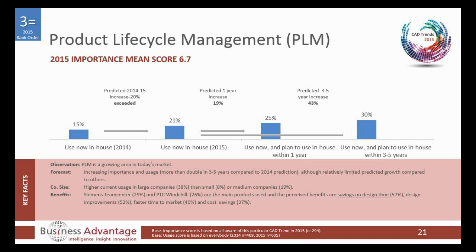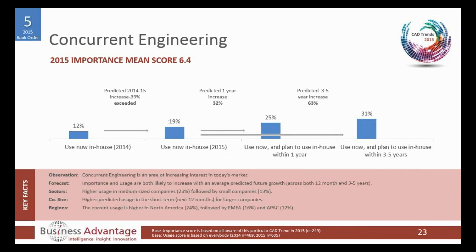Another interesting area was concurrent engineering. And we provided a definition within the survey of what we meant by concurrent engineering. And this was multiple users working on a single model in real time. The importance attributed to this trend has increased from 5.9 last year up to 6.4 in this year's survey. The predicted increase from 2014 to 15 was 33%. In fact, we saw an increase of 58%.